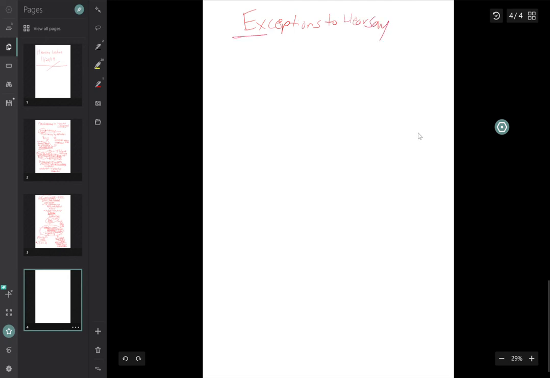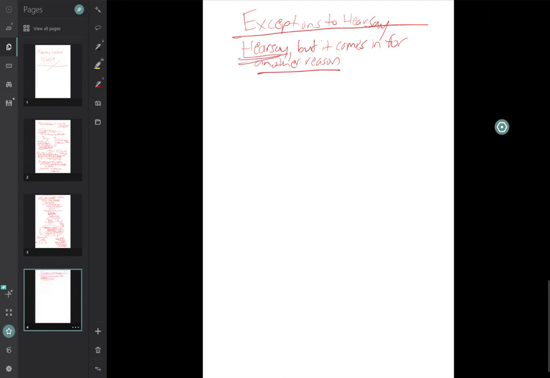Exceptions to hearsay. An exception is, it's hearsay, but it comes in for another reason. Okay? It's hearsay. Glory to God. It's hearsay because it's being offered for the truth of the matter asserted in the statement. But it comes in for another reason.